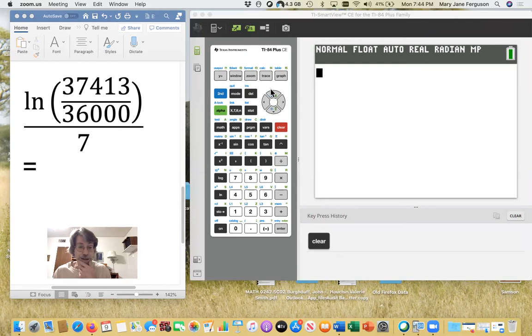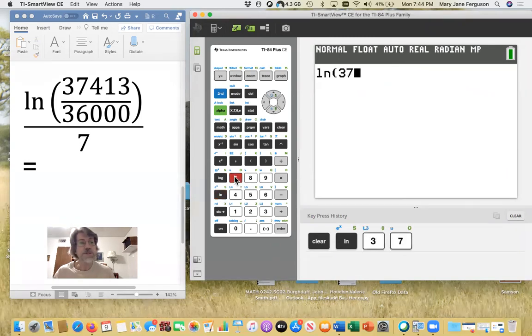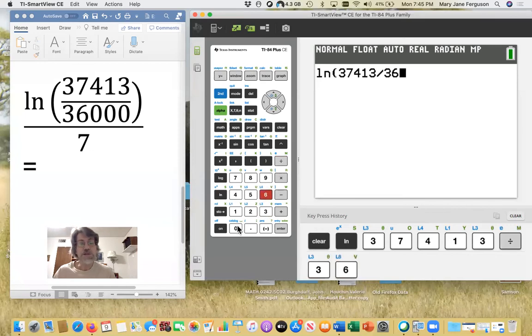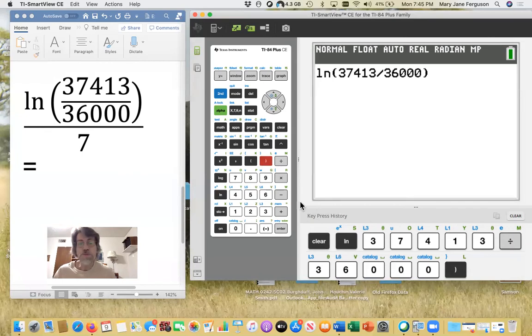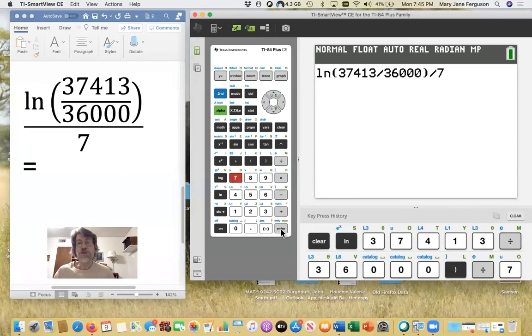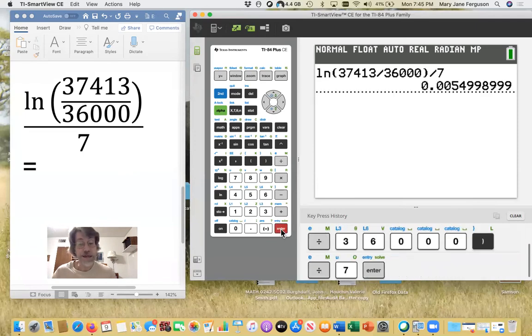First of all, there is only one factor in the numerator, so you don't necessarily have to put parentheses around the entire numerator. You can go ahead and start your natural logarithm, but you do need the parentheses here that will represent that you're taking 37,413 divided by 36,000, close parentheses. That's everything in the numerator. And then one more division, divide by 7, and hit enter. And this gives me the value of k.